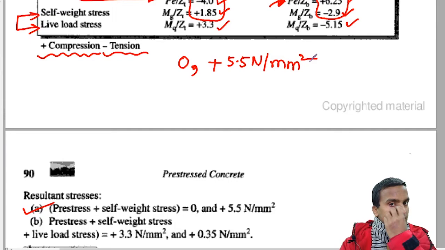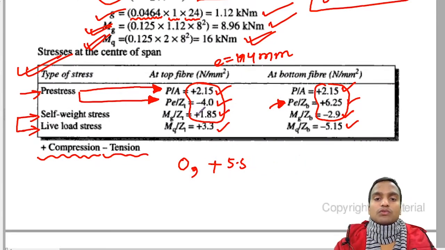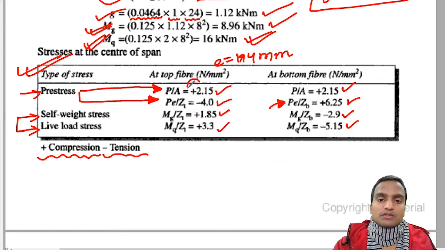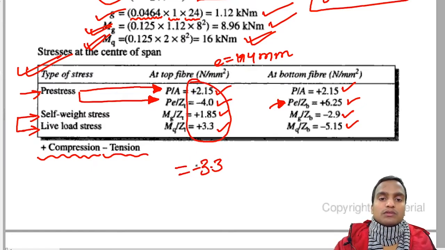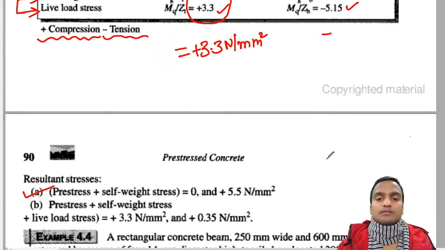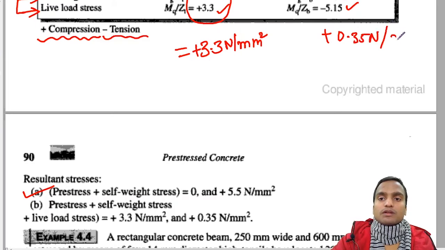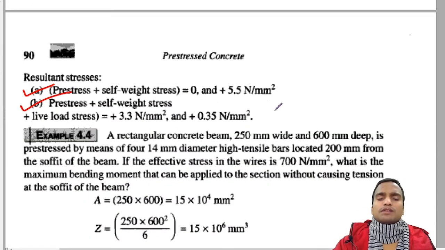Okay. Now this was for the case when we have not included the live load. Now let us include the live load also along with the self weight. In that case we have to sum all these four values and it will come out to be 3.3 Newton per mm square at the top, and plus 0.35 Newton per mm square at the bottom. Okay, so the same thing is done here and this is very easy to understand.